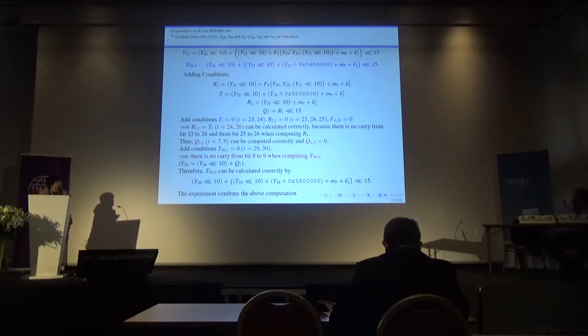The purpose of adding the conditions is to know whether there is a carry. That's Q1_i can be computed and Q1_7 equals 0. Then add these 2 conditions, and we can get that there is no carry from bit 8 to 9 when computing this bit. So this bit can be calculated correctly by this expression. The experiment confirms the above computation.